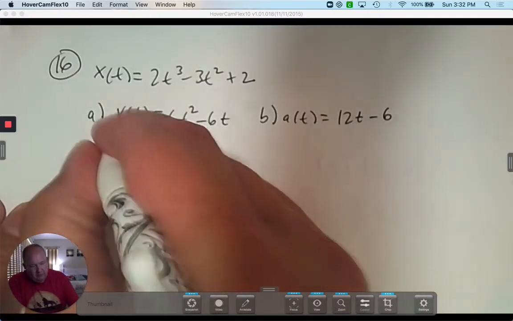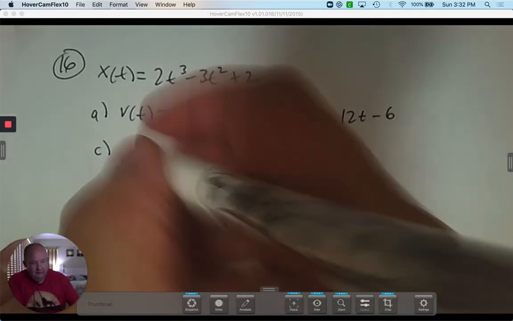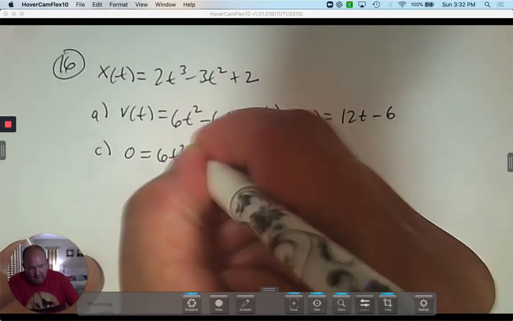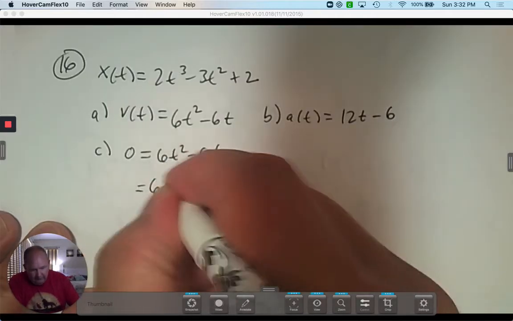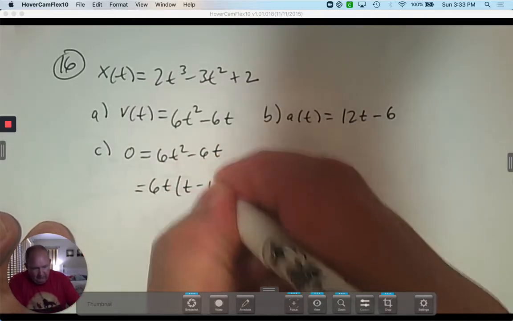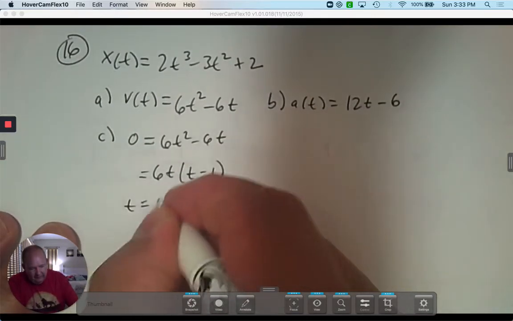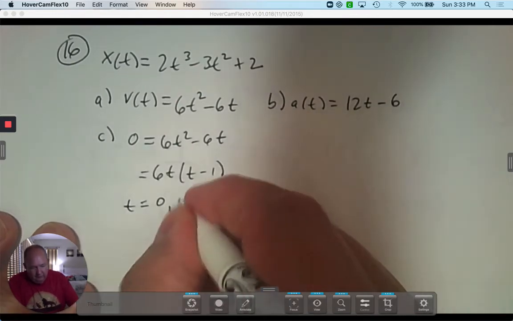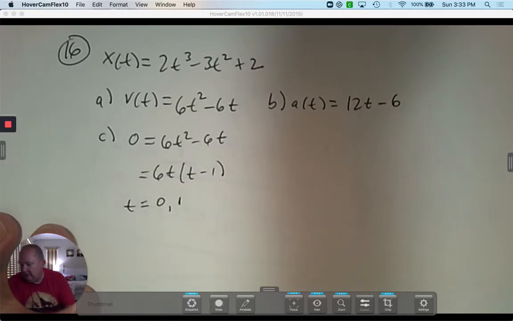Part C, when is the particle at rest? So now we have to think, which of these equations do I use for what's being asked? So for rest, that has to do with direction of the particle, movement of the particle. That has to do with velocity. So if we take the velocity equal to 0, it will tell me when it is at rest. So I take the velocity equal to 0, solve this by factoring out a 6t. That leaves me a t minus 1. So then when I solve it, the first answer, 6t, gives me the answer 0, and the second one gives me the answer positive 1. Make sure we're all on the right track here. Part D.